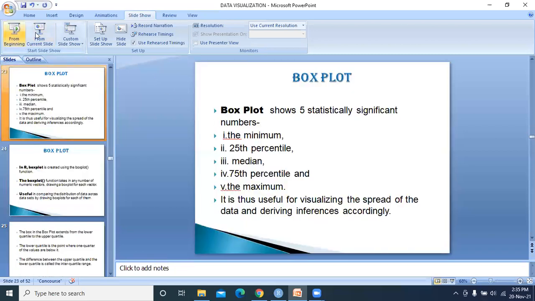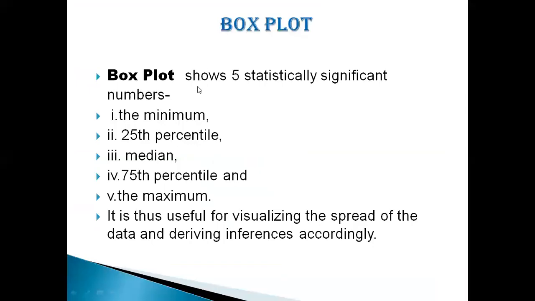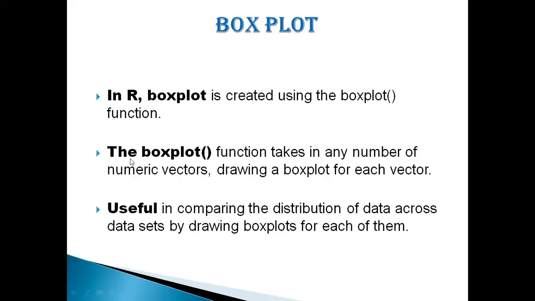So our next graph is the box plot. This box plot shows five statistically significant numbers: minimum, maximum, in between, the median, and then the 25th percentile and 75th percentile. The boxplot function takes any number of numeric vectors. It is useful in comparing the distribution of data across data sets.